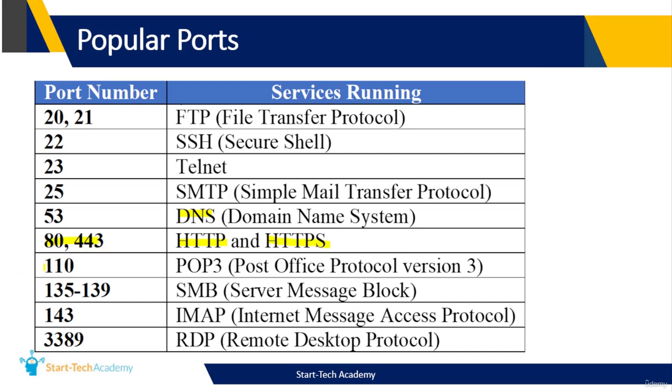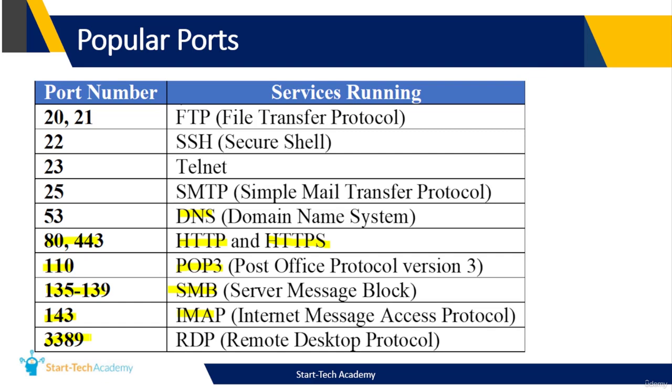Port number 110 is reserved for POP3, that is incoming emails. And similarly, we can have 143, that is for IMAP, and that is again for internet messaging. And then we can have 135 to 139, that is SMB protocols running on it. And finally, we have 3389, that is remote desktop protocols. So if you have 3389 open, that means you can remotely access that particular thing. So these are some of the popular ports.